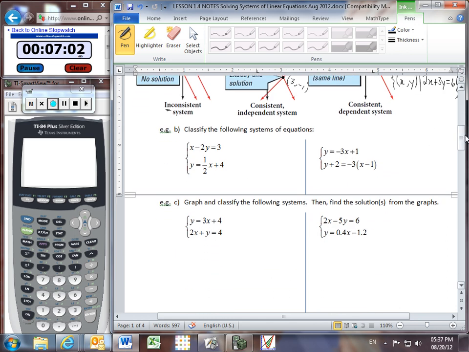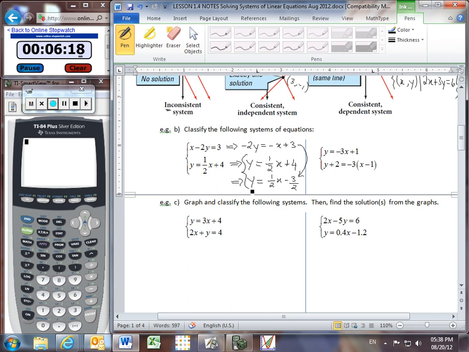Let's classify these systems of equations. One way of doing this is to have a look at the slope of each of the equations, or even better, why don't we just change them both into slope-intercept form? And so this one here, if I isolate the y, if I divide through by -2, I get 1/2 x minus 3 over 2. And my other equation, my y is already isolated, that's convenient, so I've still got 1/2 x plus 4. Now if you have a look at this system, remember this equation has now become that, hasn't it? So this is now my new system.